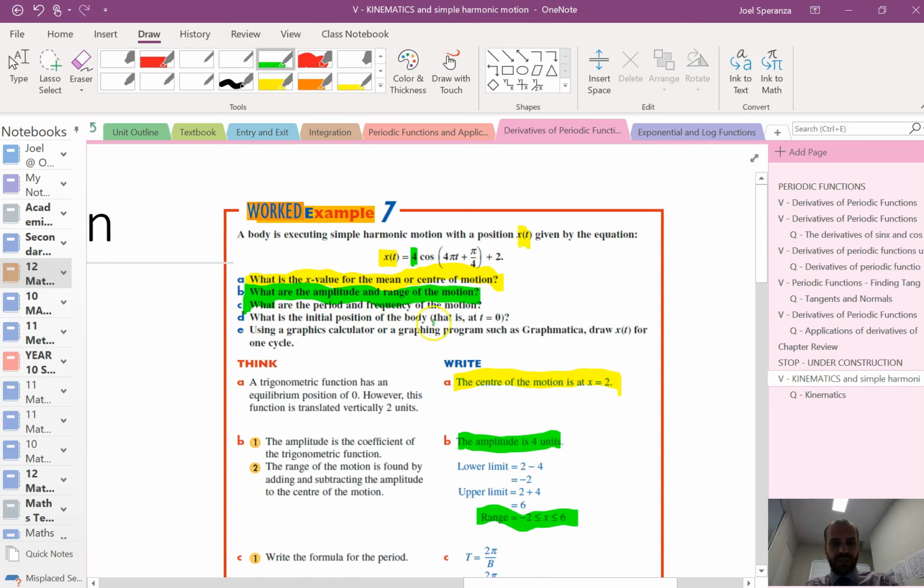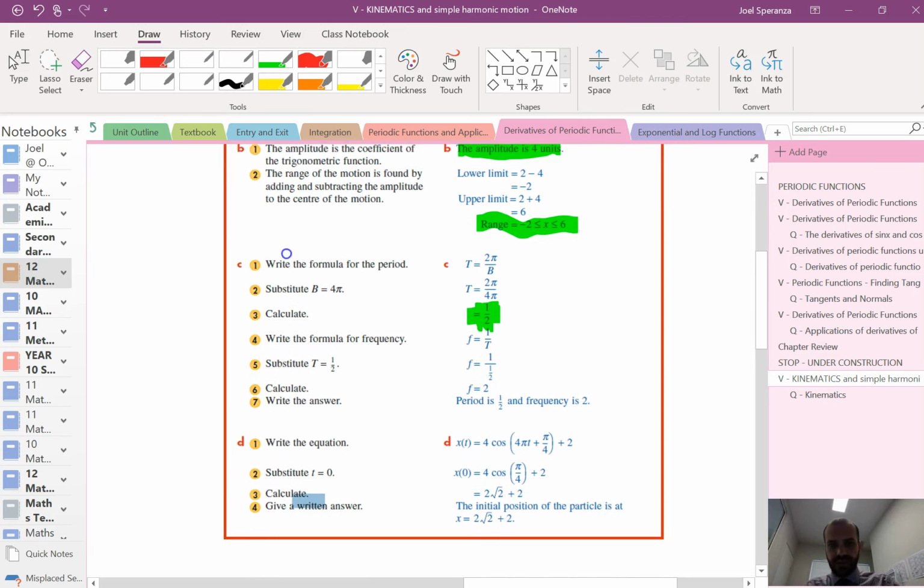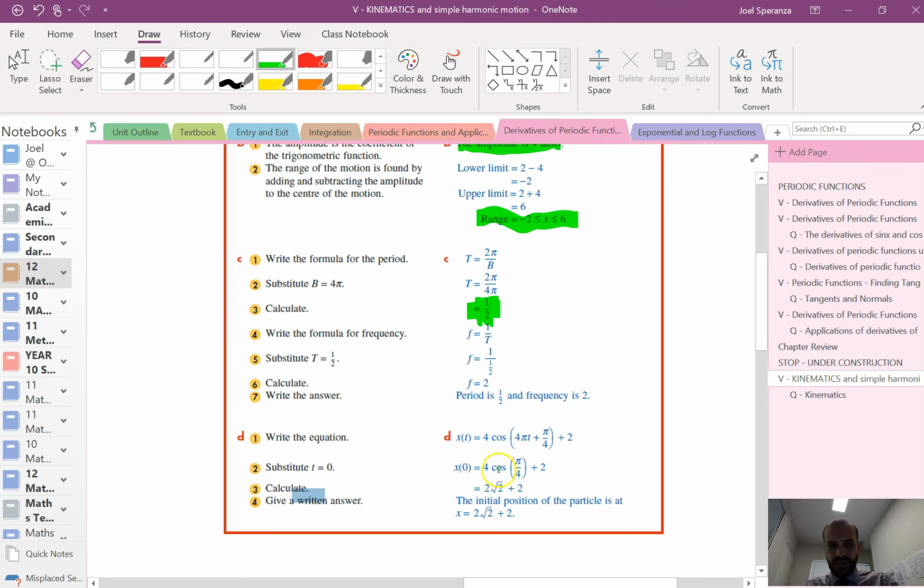What is the initial position of the body? That is at time equals 0. Now, this is something that you should be able to do without a calculator, depending on the question. If I substitute t equals 0 into there, watch what happens. I end up with, when t equals 0, our function is going to equal 4 cos(π/4) + 2.